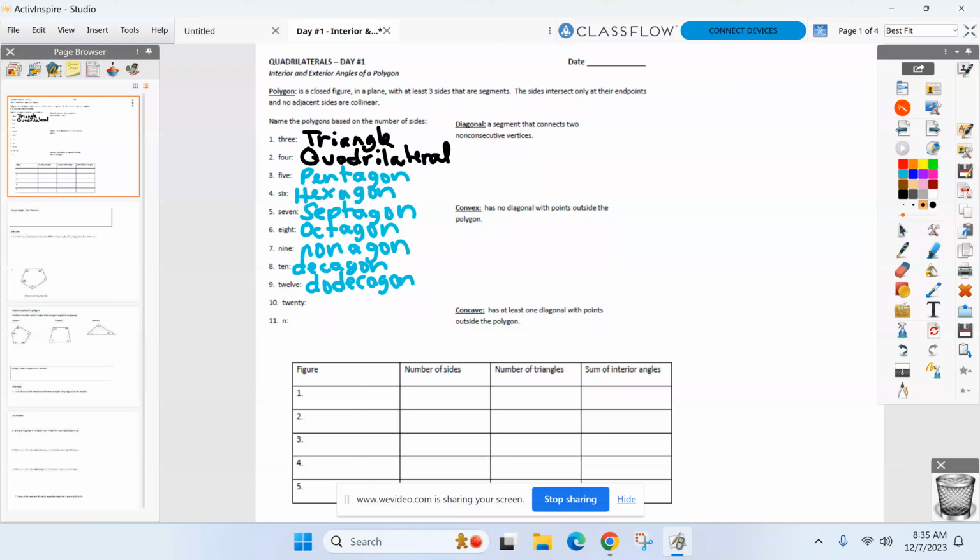20 sides. I don't even know that. I'm just making a point. Anything above 12, here's what we're going to do. We're going to say the number of sides and then put a gon with it. 20-gon. So anything above 12, that's how we're going to roll. So basically, I have n here, n number of sides, n-gon. n just represents any amount of sides.